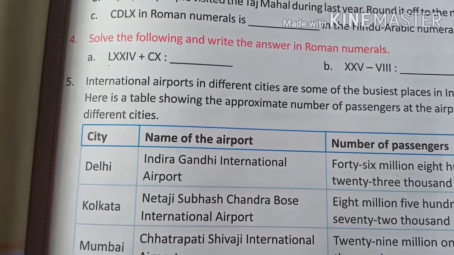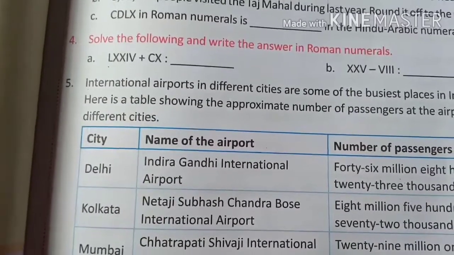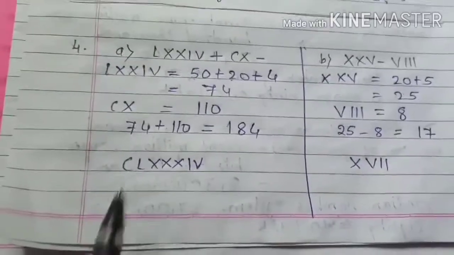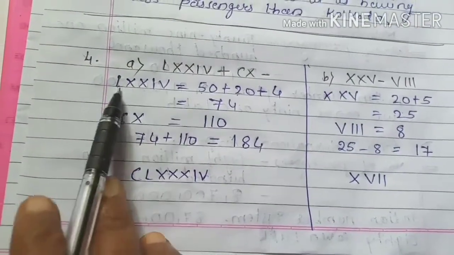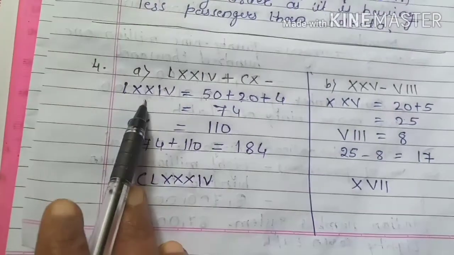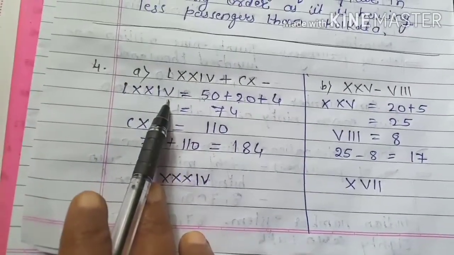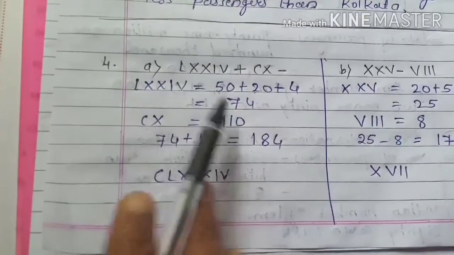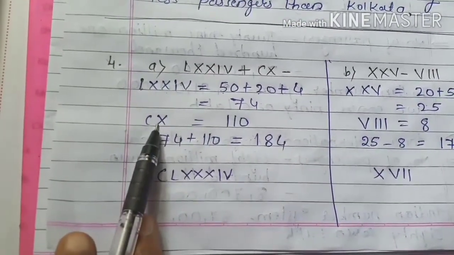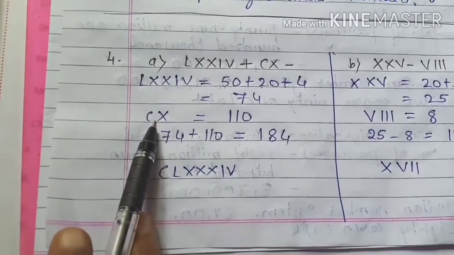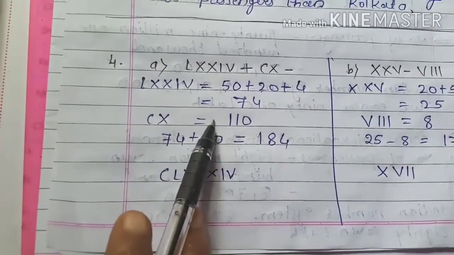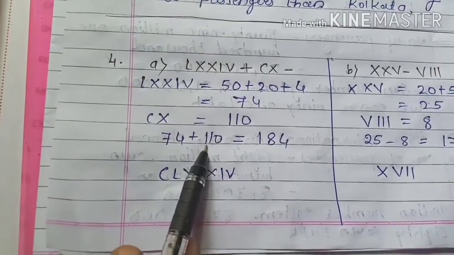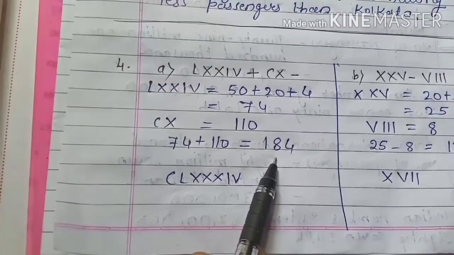So here they have given one addition problem and one subtraction problem in Roman numerals. Let's start. First, convert the first number. This is L, which means 50, 2 times X means 20, plus IV means 4. So the number becomes 74. Then similarly convert the second number, capital CX. CX means 110. Just add both numbers: 74 plus 110 is 184.